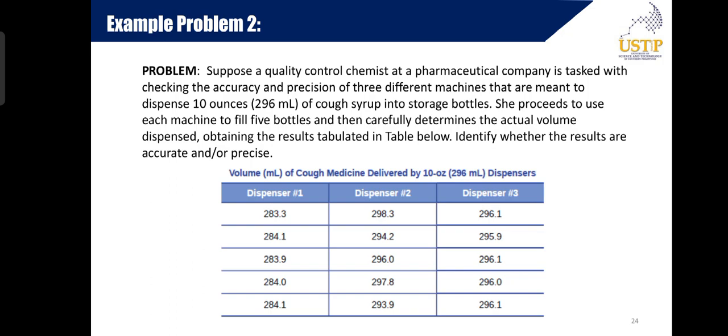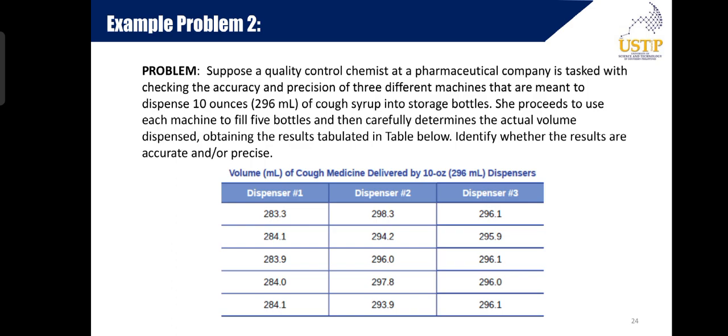Now, what do you observe? The data are so close to each other. At the same time, the data are so close to the target value. So what do you think is the answer? Or what do you think is the description of each of the following dispensers? For dispenser 1 again, the data are so close to each other but too far from the true value. For dispenser 2, the values are so far from each other.